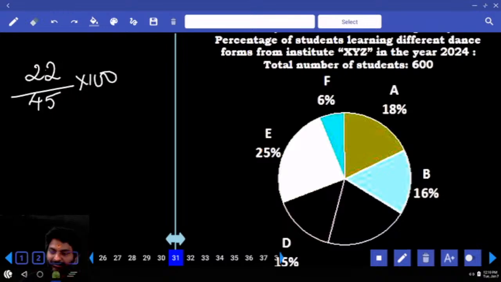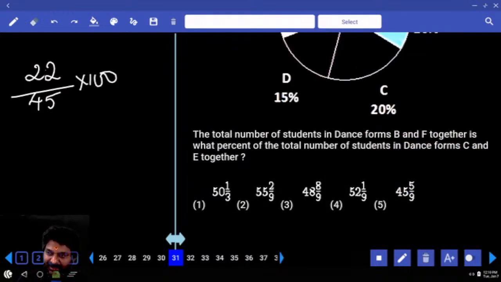22 out of 45. Approximate percentage or exact? Exact. Right. What is 50% of this number? 22 and a half. And your numerator is little less than that number. Answer is close to 50, but less than 50.